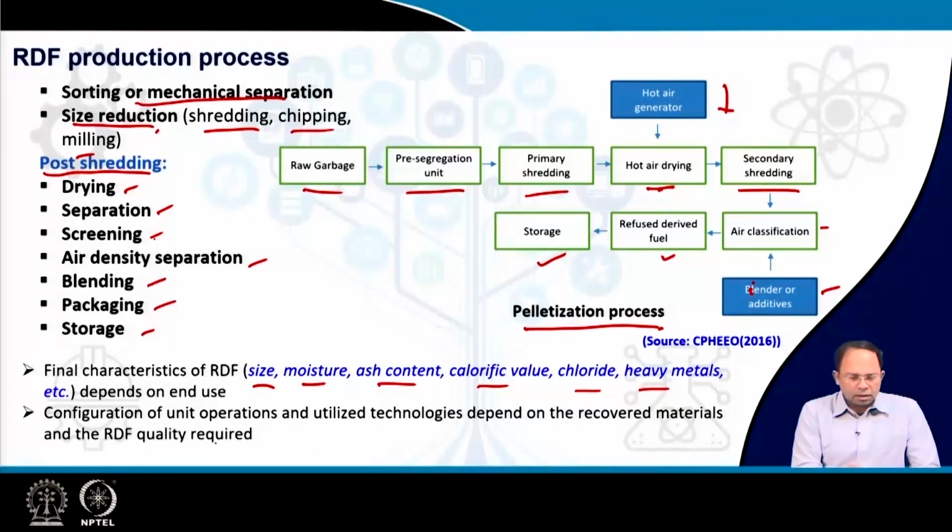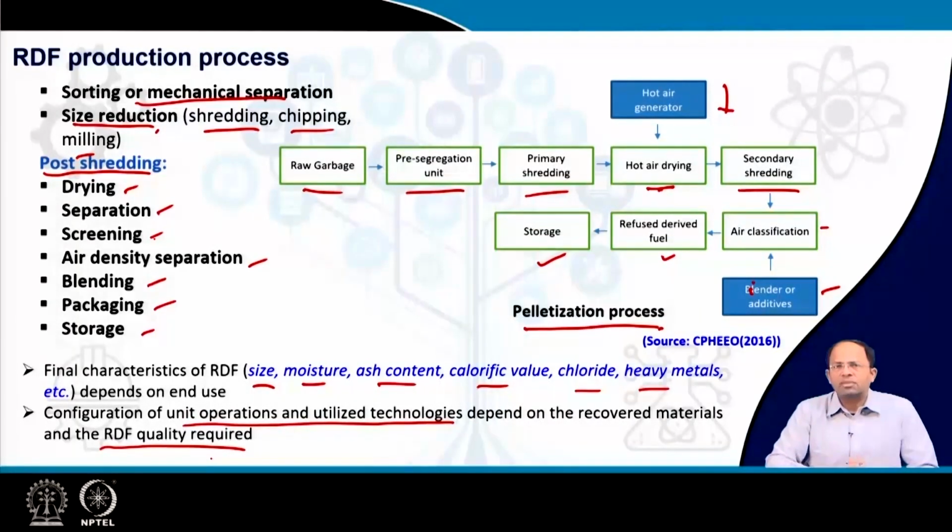The configuration of unit operations and utilized technologies depend on the recovered materials and the RDF quality required. So we have to create our plant in such a way that it depends on what we are getting in the plant. Accordingly, we have to set up our sorting, drying and other facilities. Similarly, the packaging, pelletizing, and checking of final quality has to be determined based on what is the final quality of refuse derived fuel that we are going to deliver.